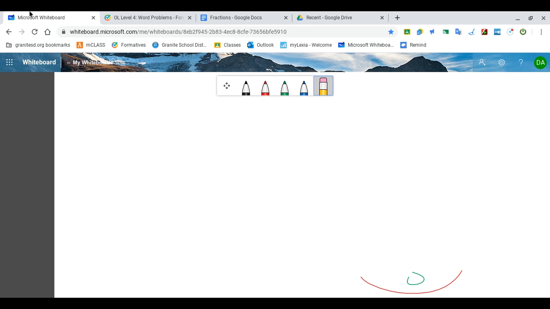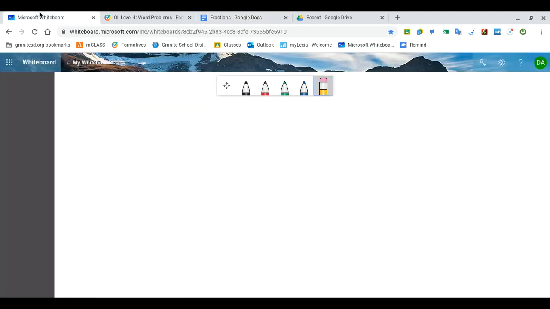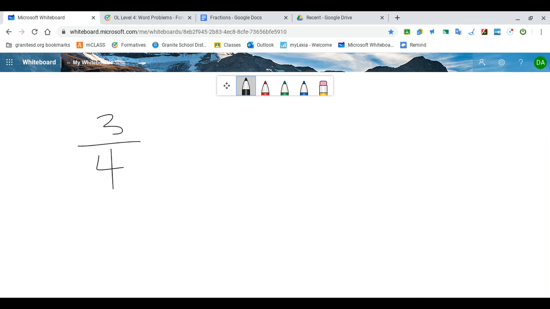So let's go back and read the question down here. I spend 3/4 hour every week buying groceries. How long do I spend in the grocery store in 9 weeks? So, going back to my whiteboard, I know 3/4 hour, and I know that I'm going to have 9 weeks. I could sit here and do 3/4 plus 3/4 plus 3/4 and go 9 times.